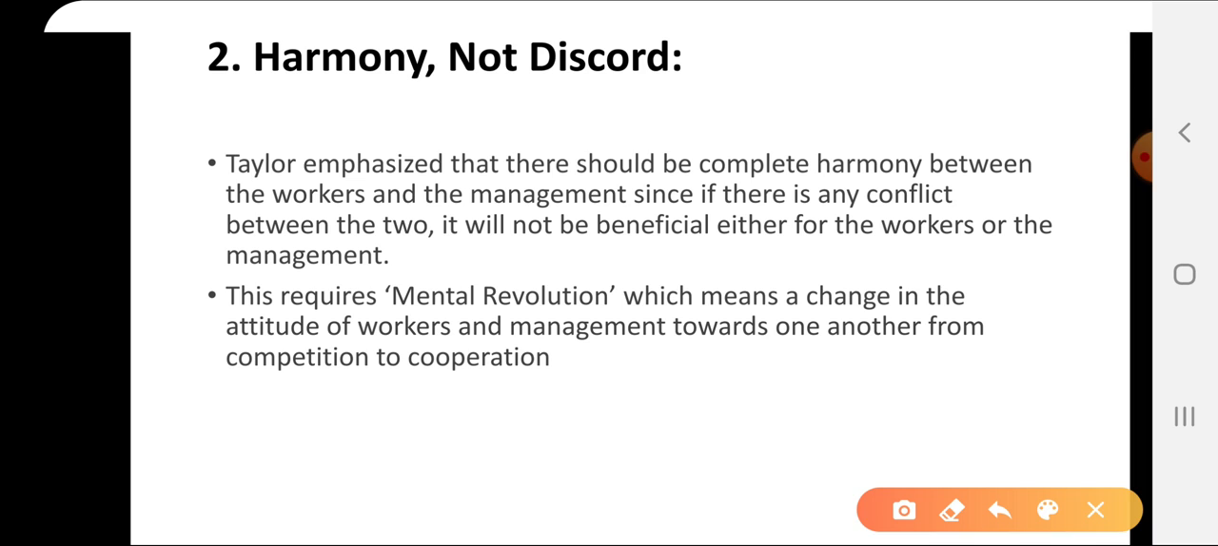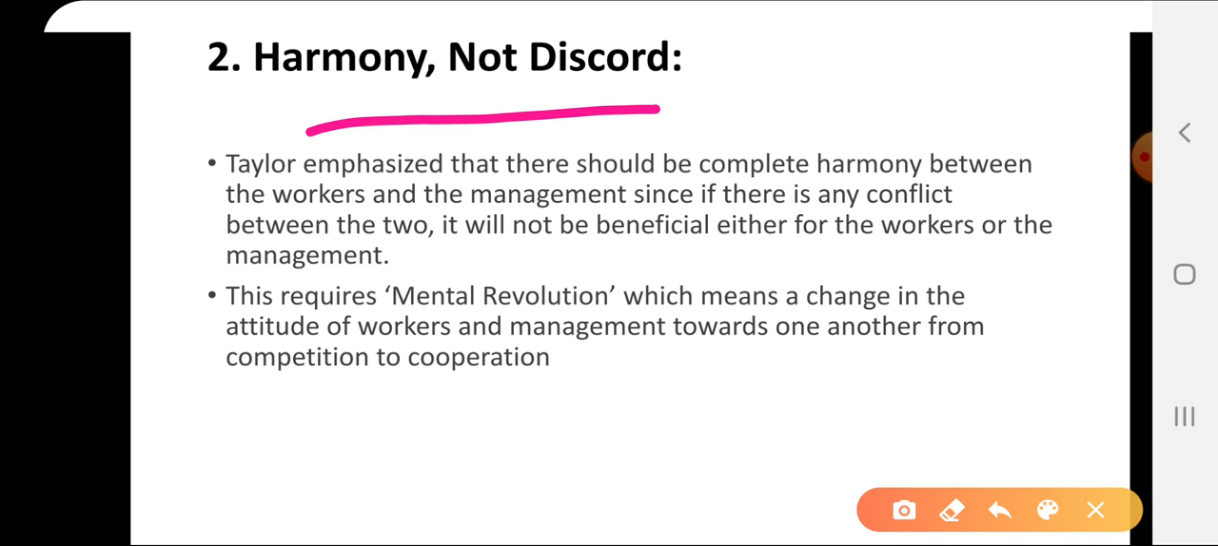This principle says that there should be complete change of attitude of workers and management with respect to their mutual relations. Means there should be complete harmony between the workers and the management. There should not be any kind of conflict. So that is with mutual give and take and proper understanding.